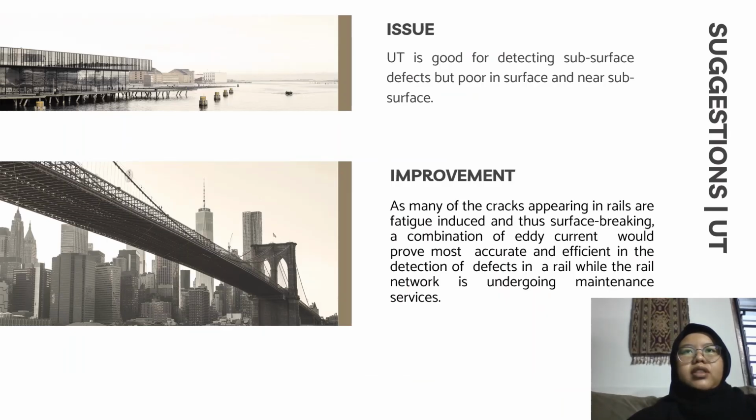So one of the issues of using UT is that even though UT is good for detecting subsurface defects, this method is poor in detecting surface and near-subsurface defects. For the improvement, as many of the cracks appearing in rails are fatigue-induced and thus surface breaking, a combination with eddy current would prove most accurate and efficient in the detection of defects in a rail while the rail network is undergoing maintenance services.